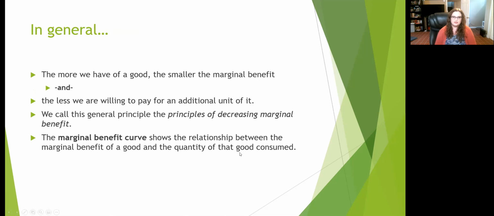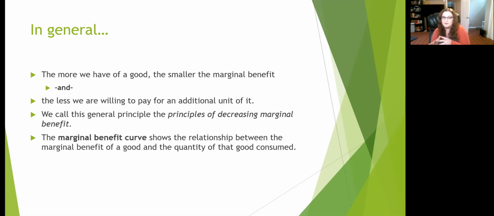So let's just talk about it in general. The more we have of a good, the smaller the marginal benefit. Like if I go from 9 to 10 ice cream scoops, meh. If I go from 0 to 1, I'm like, yeah. If I get my first pen, I'm happy, right? Because then I can take notes. If we go from 99 to 100 pens, I do not care if I have a 100th pen. Where am I going to put all these pens, right? So the more we have of a good, the smaller and smaller the marginal benefit is, the extra little bit of happiness that you get from one more.